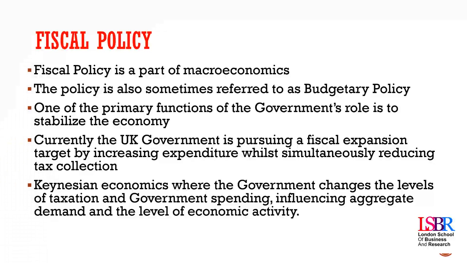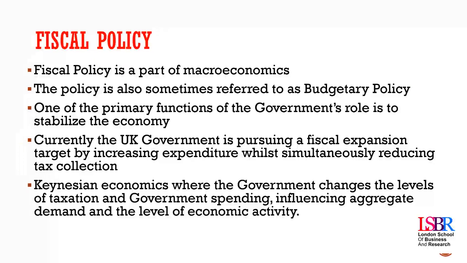Okay. So at this moment in time, that's the policy being pursued. That could change. The government may announce in the next budget it's going to do a fiscal contraction, which is when the government tries to save money. But at this moment in time, the UK government is following what's called a fiscal expansion strategy. And what it's doing is increasing the amount of money it spends while simultaneously reducing the amount of money that's coming in to try and encourage people to keep spending and to raise the economy.